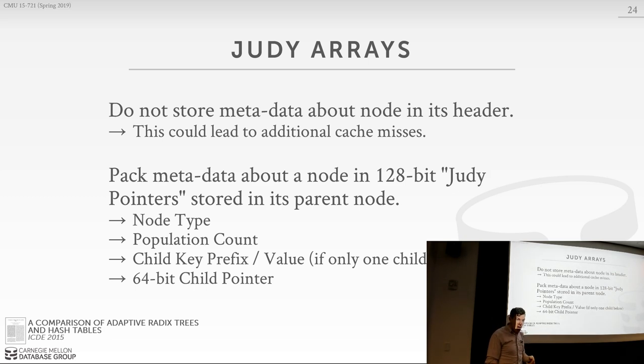And we can do this because every child node in our tree only has one parent in a trie or a radix tree. So there's only one location where you have to keep that in sync. It's not like we have sibling pointers to be able to scan across the leaf nodes. So in a B+ tree, this would be hard to do. In a radix tree, we can do something like this.